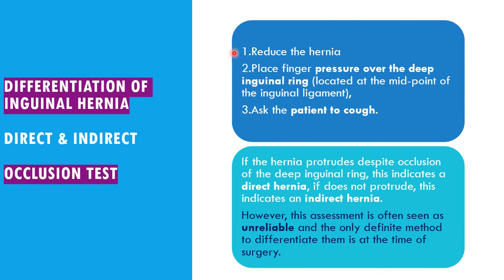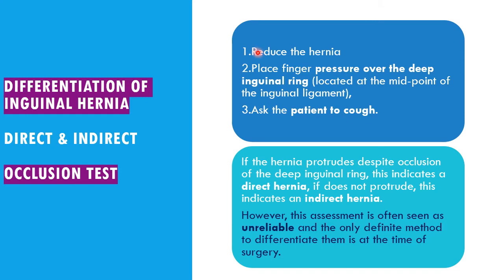Now we come to how to differentiate clinically whether an inguinal hernia is direct or indirect. This is a very important test which you are expected to do in exams, and this is known as the occlusion test. There are 3 simple steps to do this procedure.